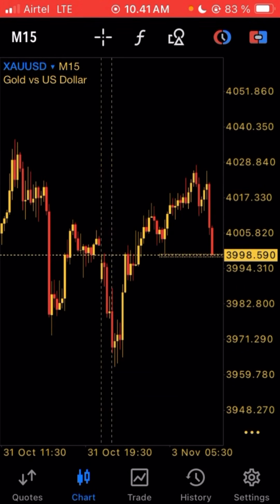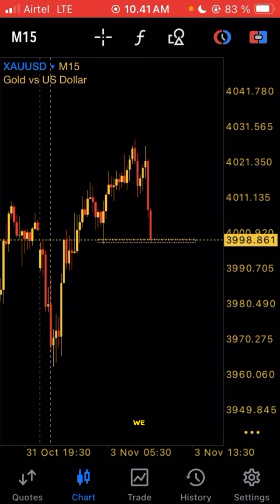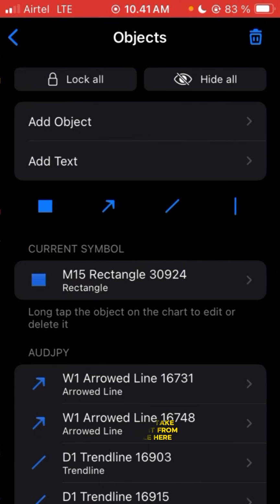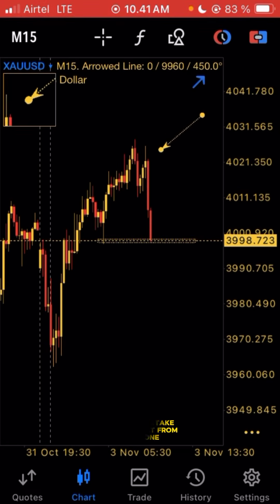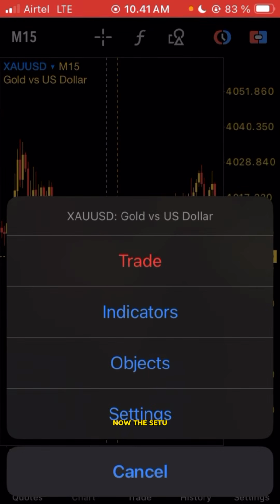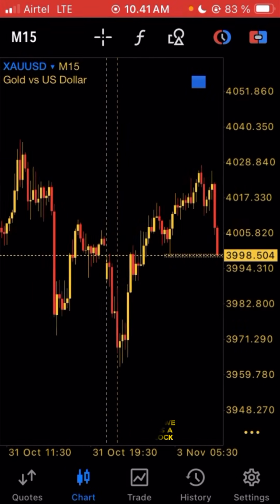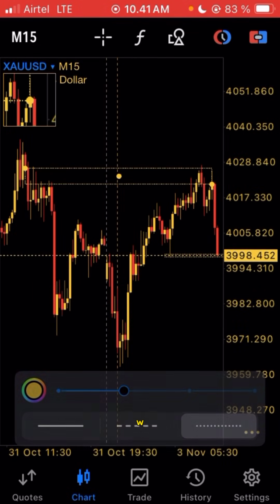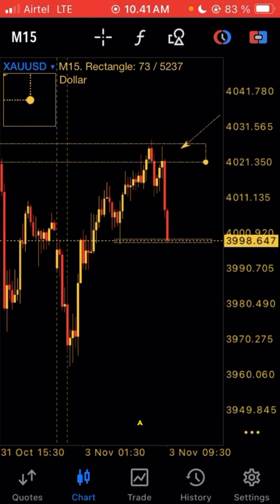Now let's assume we want to take this trade from this angle here. We want to take this trade from this zone. We have to wait for our setup. Now the setup we have here was a rejection block right here. We have a rejection block at this point right here.